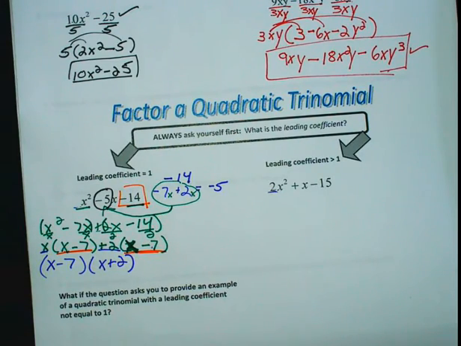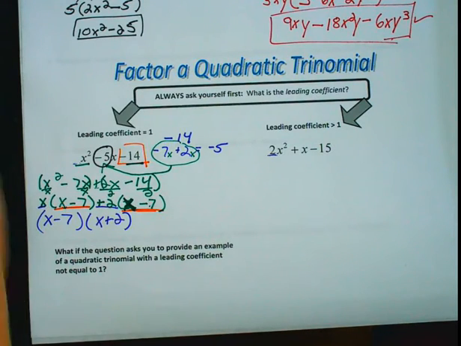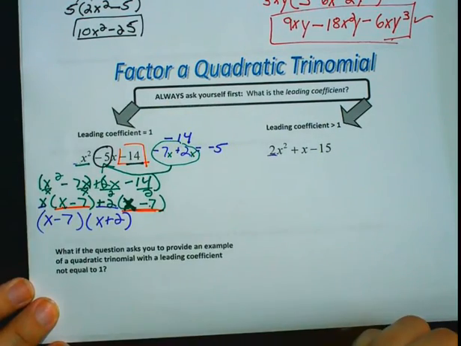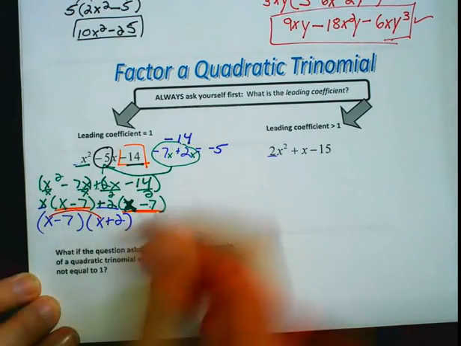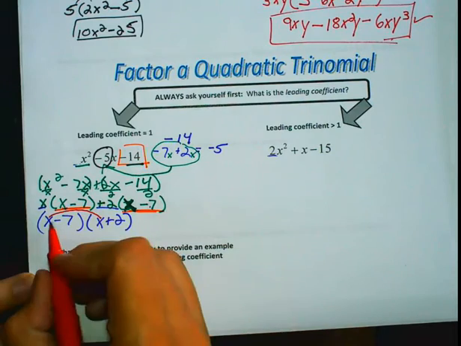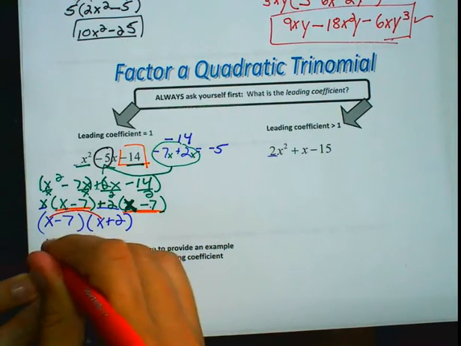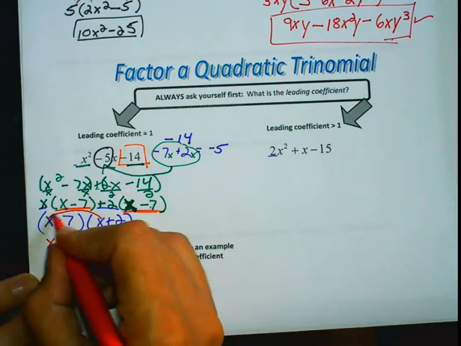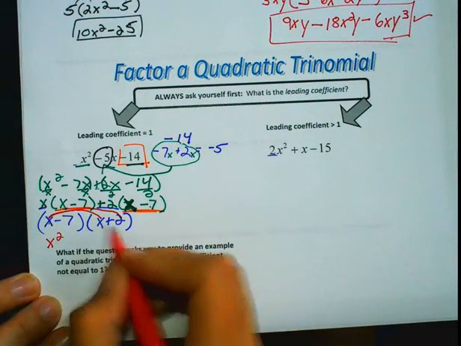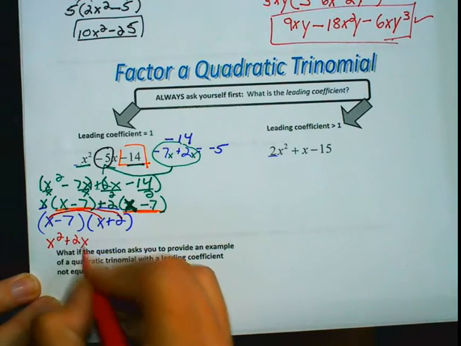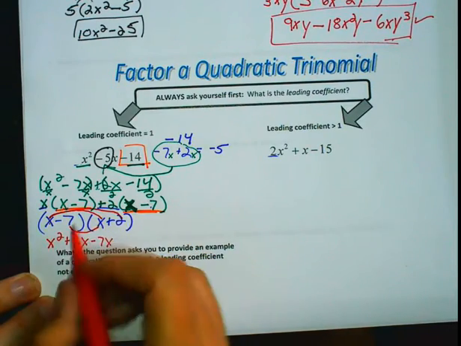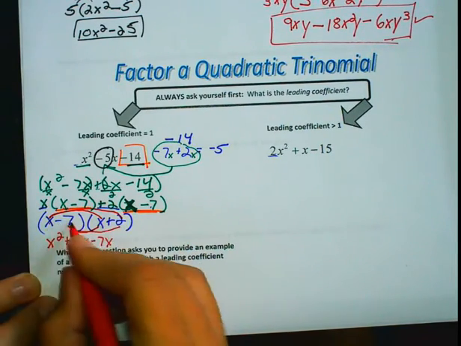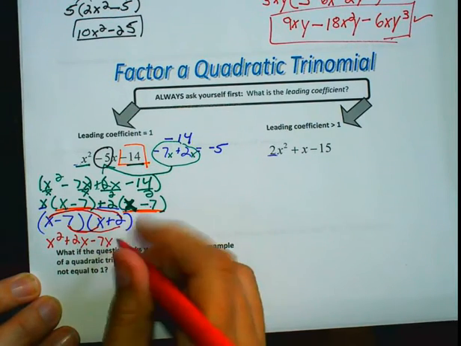Now, if you don't believe me that that worked, or you're not sure that it worked when you did it, you multiply these back together, and you can check to see if you got the correct answer. So we're going to FOIL. First. Some of you use the box method, that's fine. So x times x is x squared. Outside, so x times 2x. Inside, negative 7 times x is minus 7x. Last, negative 7 times positive 2 is negative 14.